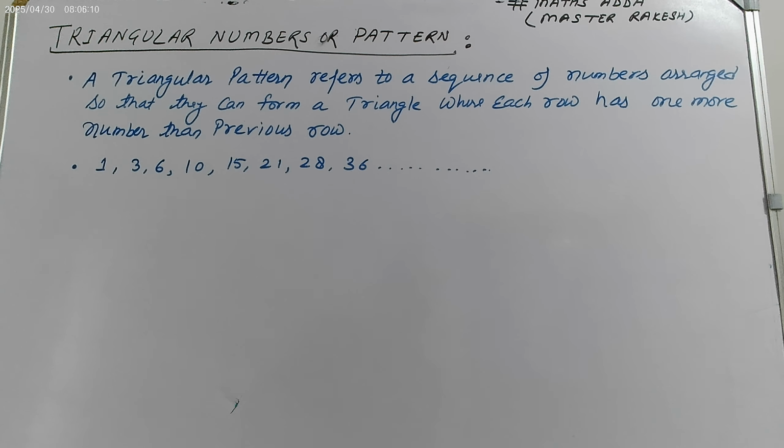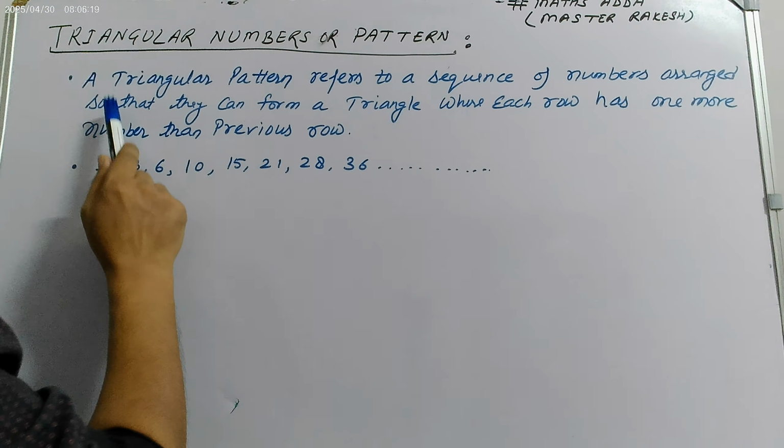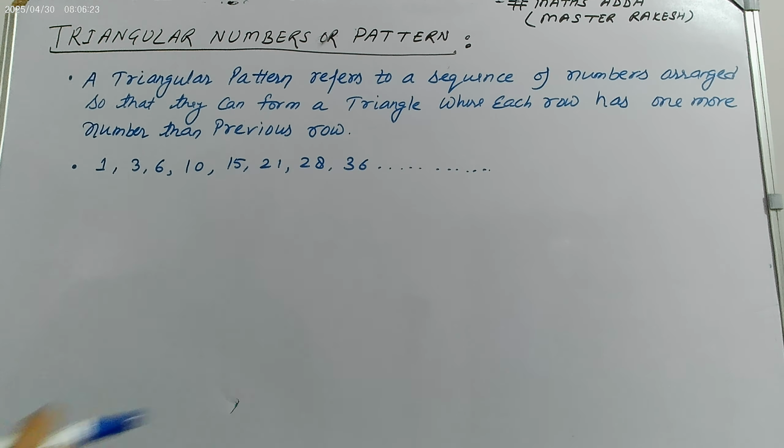There is an excellent series of triangular numbers or patterns. What are these? A triangular pattern refers to a sequence of numbers arranged so that they can form a triangle, where each row has one more number than the previous row.